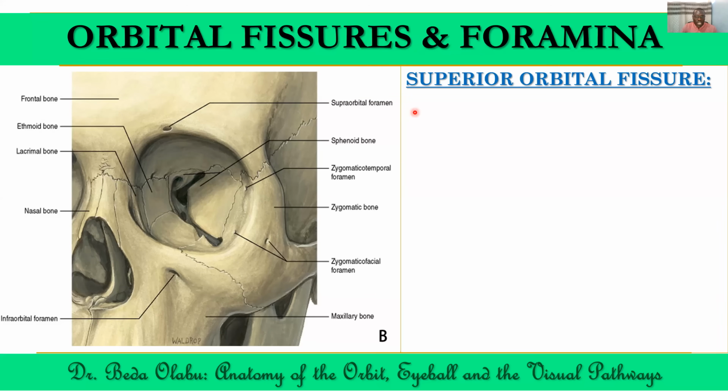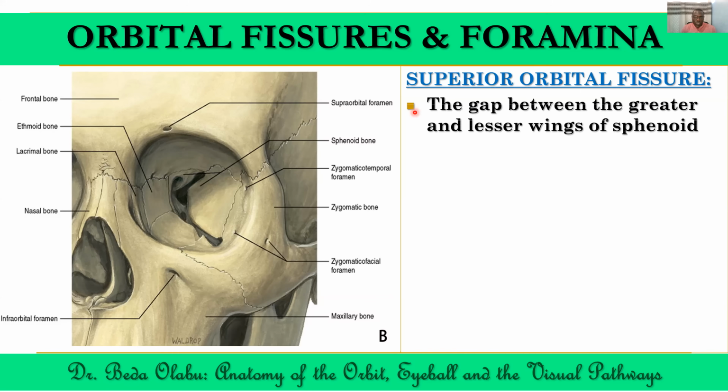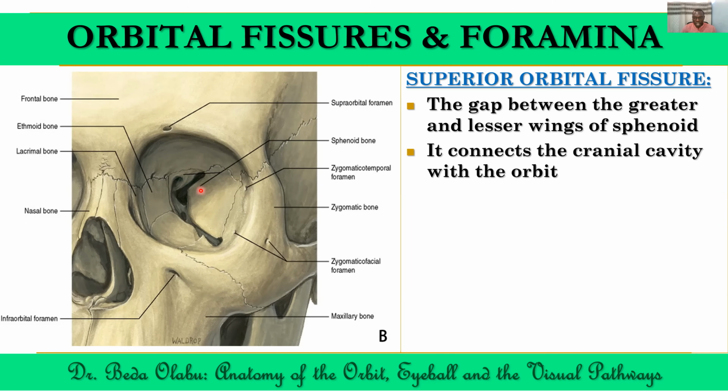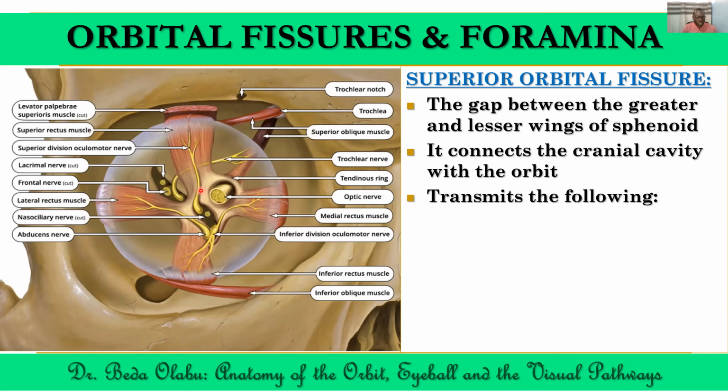We've talked about the optic canal. We can now talk about the superior orbital fissure. This is the gap here between the lesser wing of sphenoid and the greater wing of sphenoid. That's what we call the superior orbital fissure. It connects the cranial cavity with the orbit. So this also connects the cranial cavity with the orbit, and in particular, largely, again, the middle cranial fossa with the orbit. The following structures pass through the superior orbital fissure.